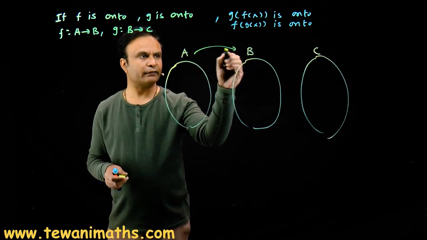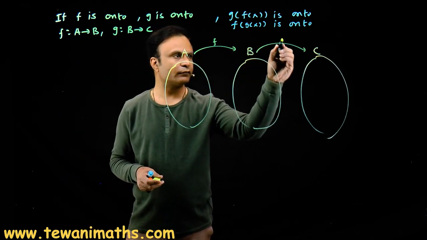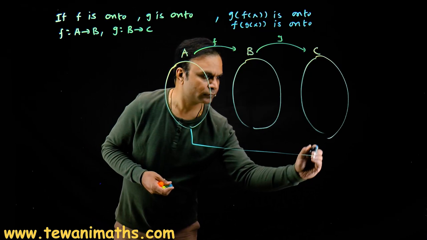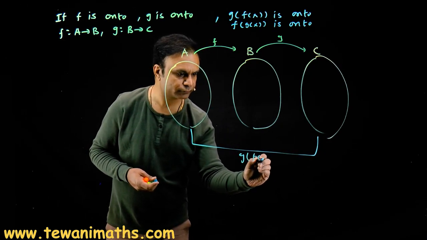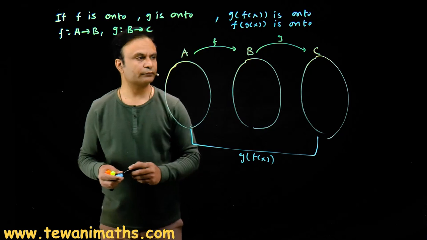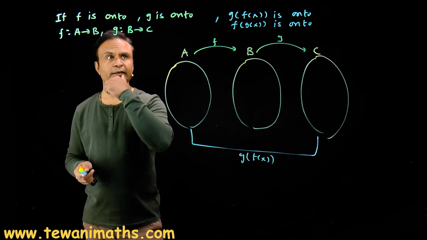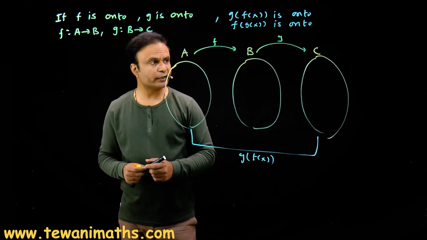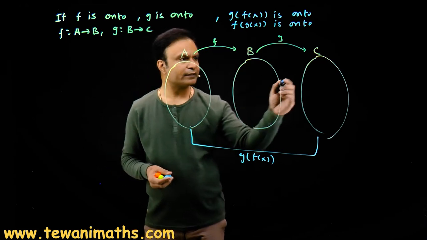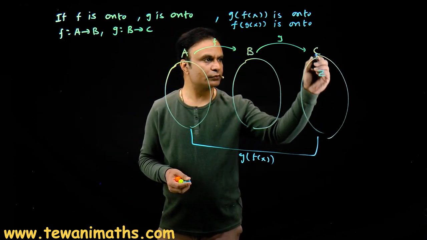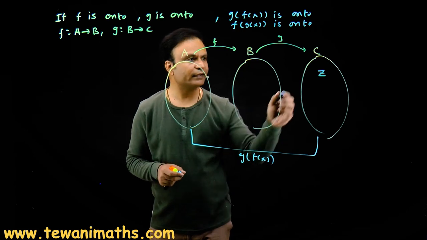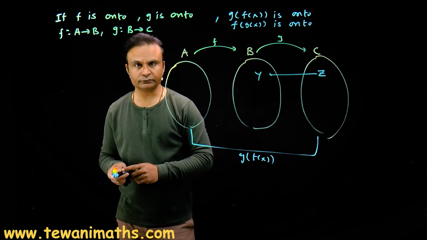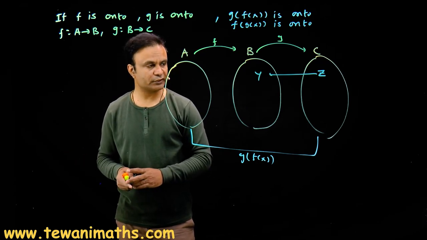Here we have function f from set A to B and function g from set B to C, and this is function g of f(x) from set A to C. Now it is given that g function is onto. Let's start from here. G function jo hai wo onto hai. Uska matlab kya hua? If I consider one z belongs to C, for that I will definitely get one y belongs to set B. Abhi humne kiya tha onto function ka definition.